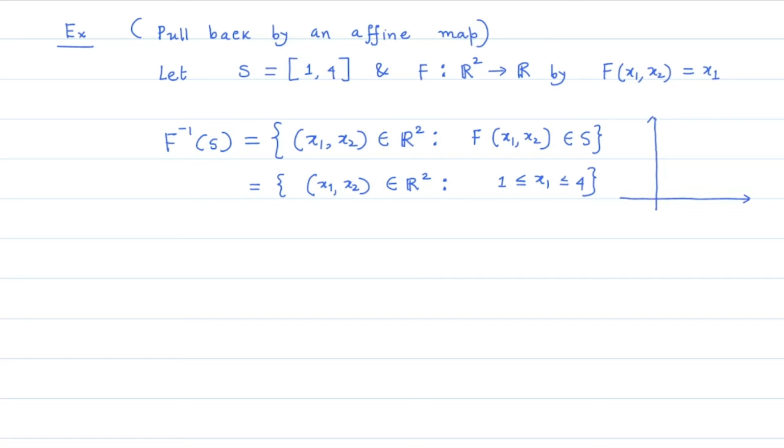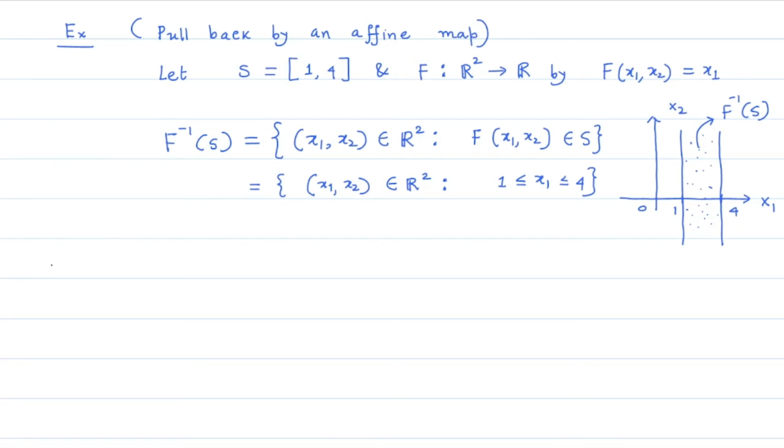This infinite strip is identified by these dotted points in between these two lines is the set F inverse S. We notice that this set F inverse S is a convex set.